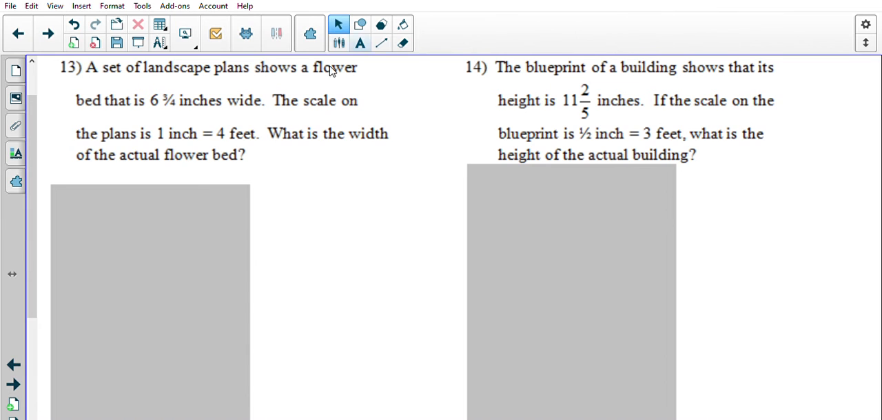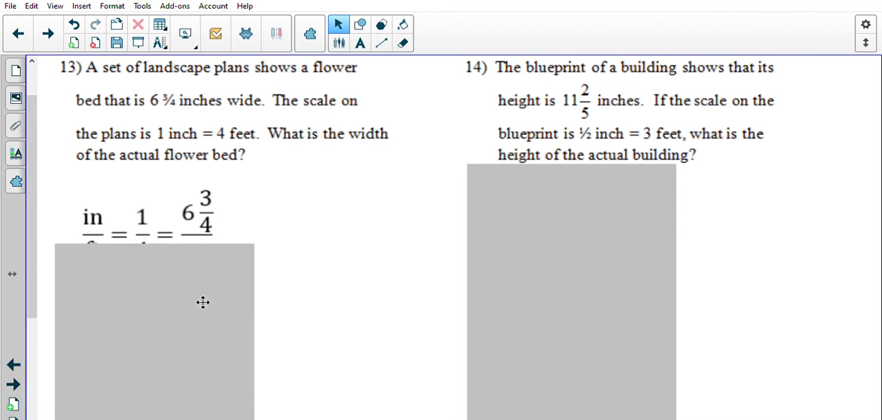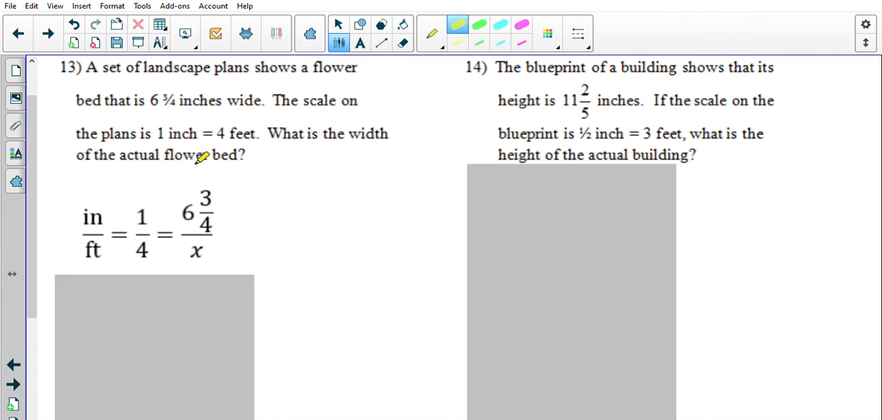I did set up a proportion. This is not the only way to do it, where we're comparing inches to feet. We're given a scale of 1 inch represents 4 feet, so 1 inch to 4 feet. Now we are given that the set of plans is 6 3/4 inches wide, so that goes on the top with the inches.